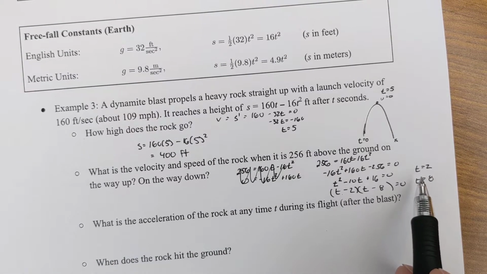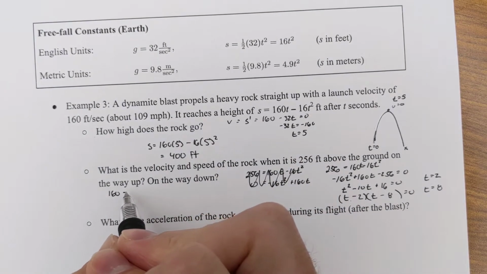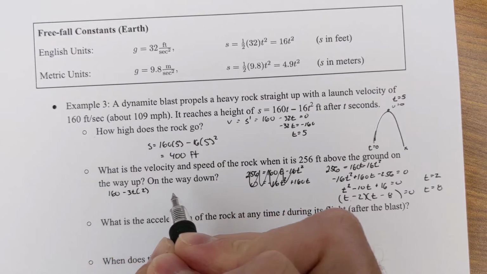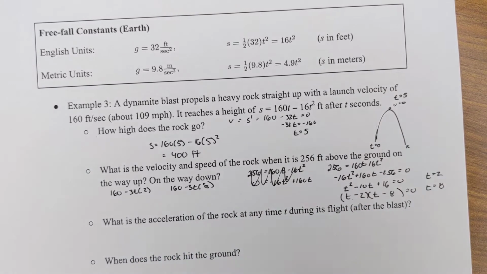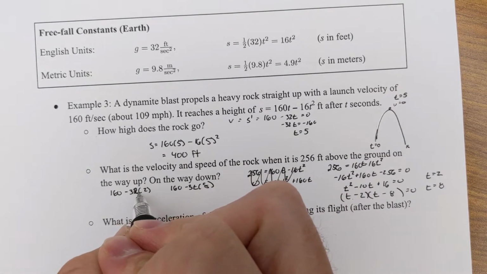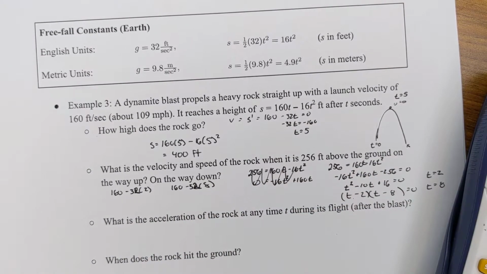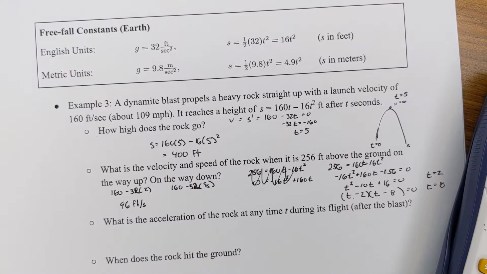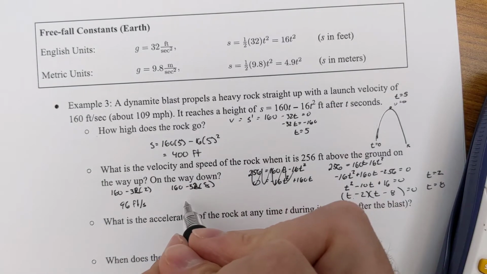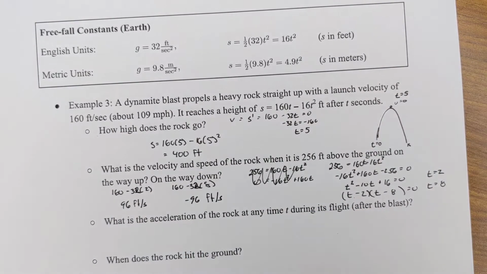So then I can take my times and plug them into my velocity equation. So 160 minus 32 times 2, 160 minus 32 times 8. So the first one going up is 96 feet per second, and coming down is negative 96, which makes sense, because however fast you are going up, you're the same coming back down.